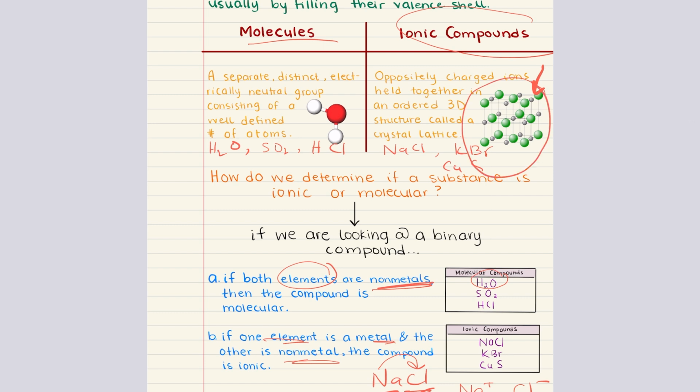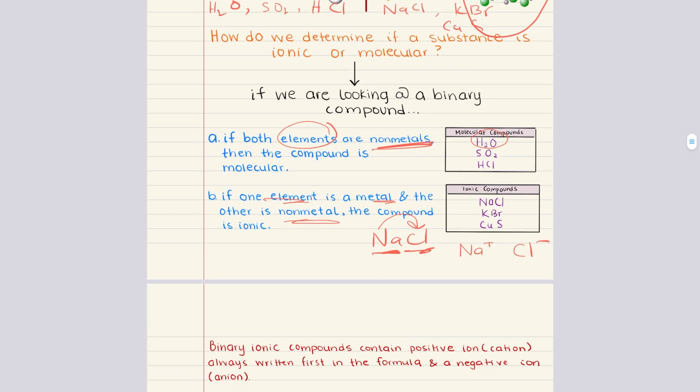Understanding this distinction is really important because molecular and ionic compounds have very different properties. In addition, now that we know how to classify compounds as ionic or molecular, we're ready to move forward and discuss how to name ionic compounds.